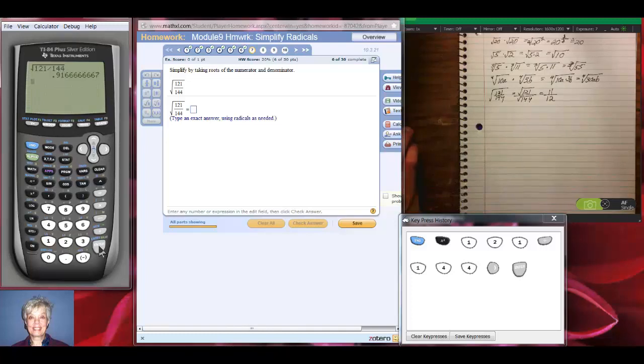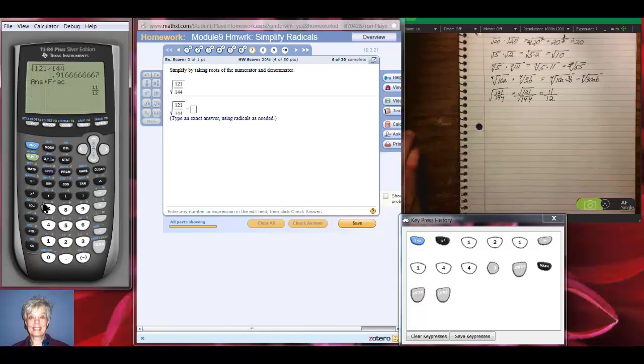And we're not supposed to give a decimal answer. It says type an exact answer using radicals as needed. So I'm going to go to math and I'm going to frac this. Enter, enter. And there you go. The answer is 11 twelfths.